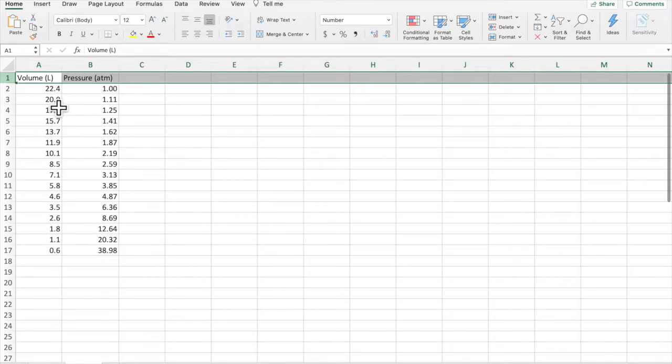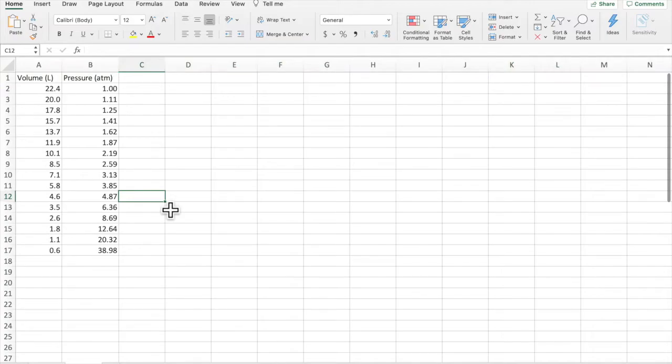We got volume over here on the left, measured in liters, and we got pressure measured in atmospheres, and that's pretty much all that I can tell. I mean, I can look at this table and go, hey, look, as volume goes down, pressure goes up. But that's almost the limit as to what a table can really show. In order to understand more about what's going on, we really need a graph.